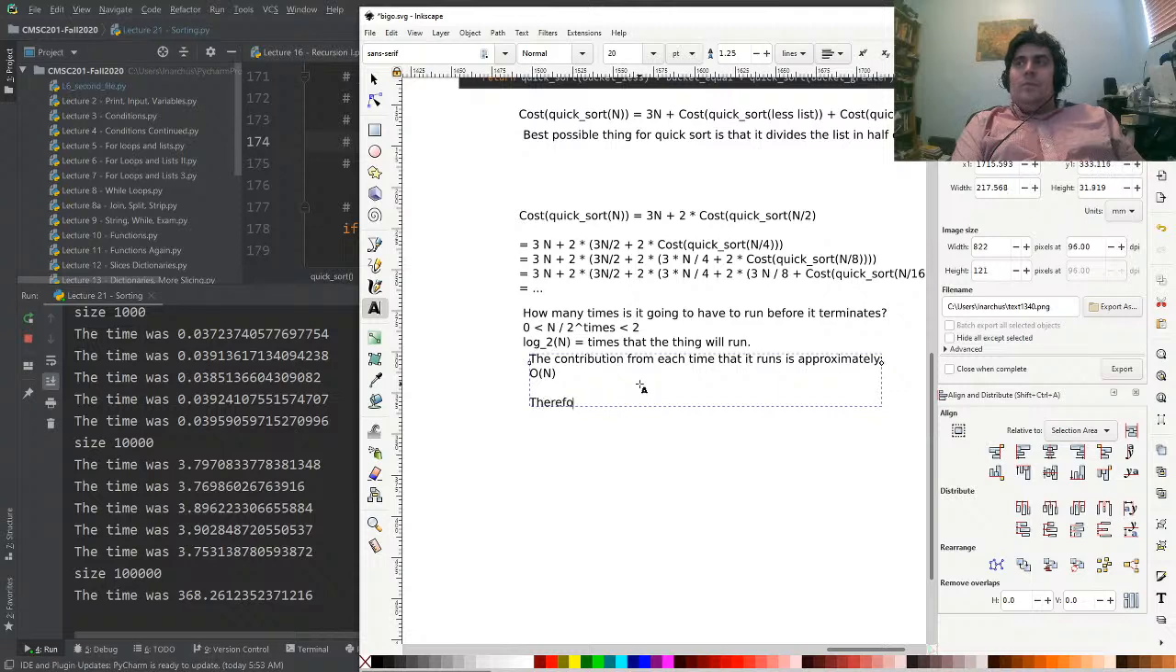Therefore, the total complexity of the function is O of n log n, where lg of n is equal to the log base 2 of n. So that's the idea here, okay?